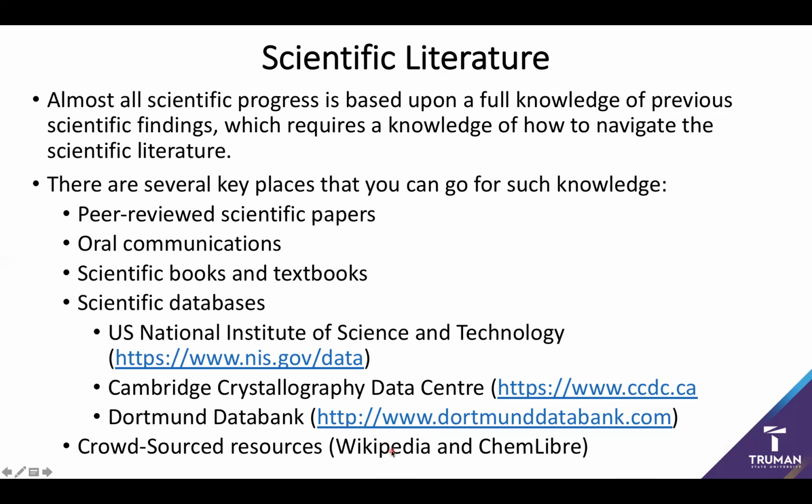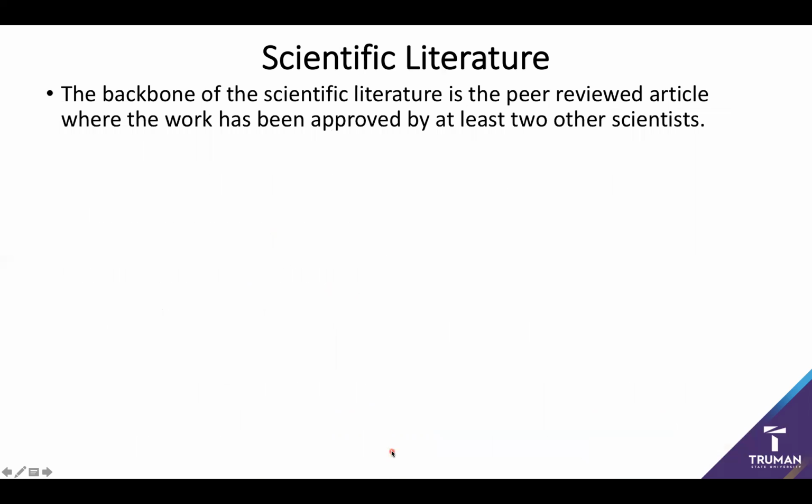So this can be a good place to start, but it should only be a place to start, and you should never use them in your citations. So let's go ahead and talk about that backbone of the scientific literature. That's that peer-reviewed article. One of the defining features of a peer-reviewed article is that it's been approved by at least 2 other scientists.